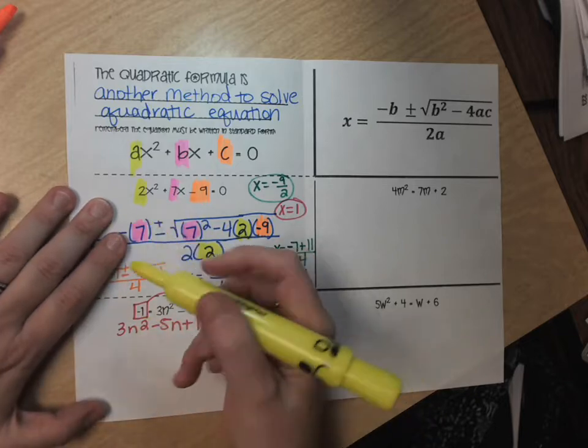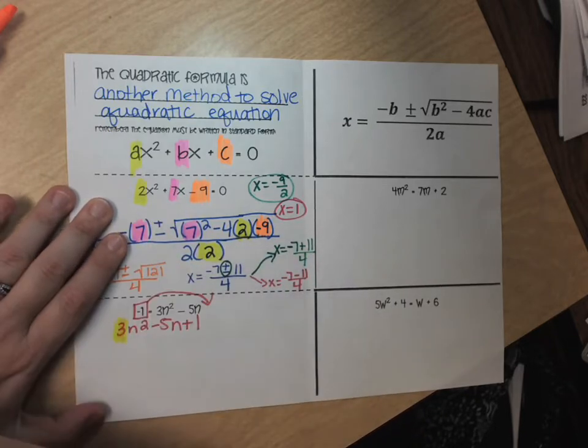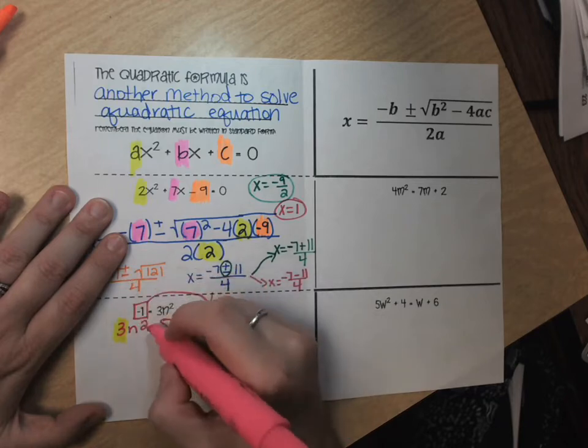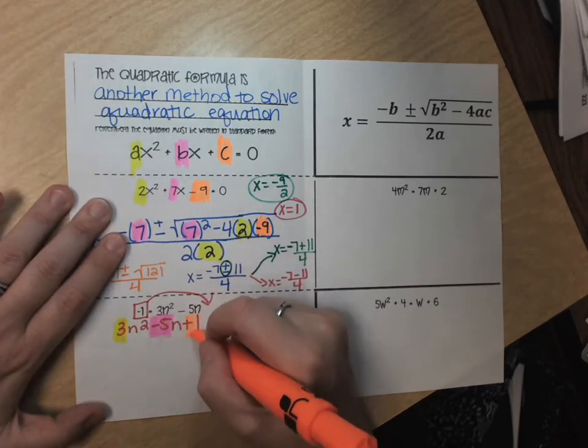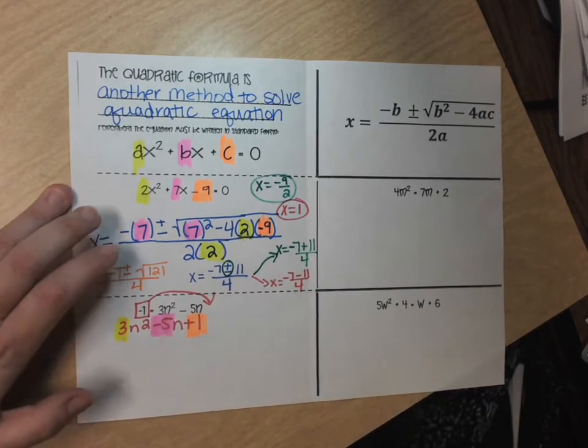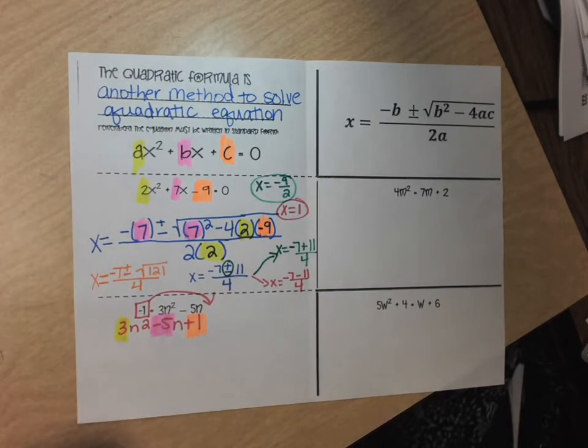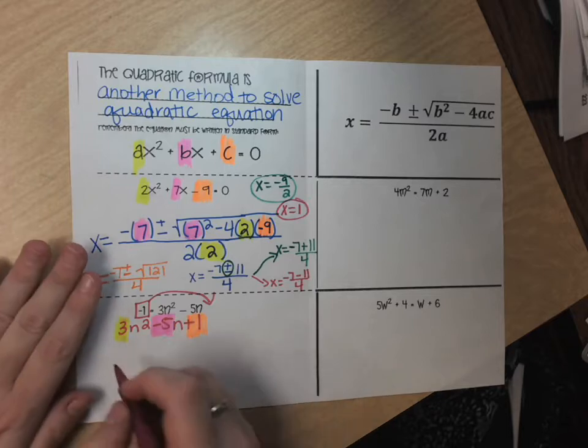Your a value is 3. Your b value is negative 5. And your c value is positive 1. Because we moved the 1 over, it became a positive. Okay, let's make our skeleton.